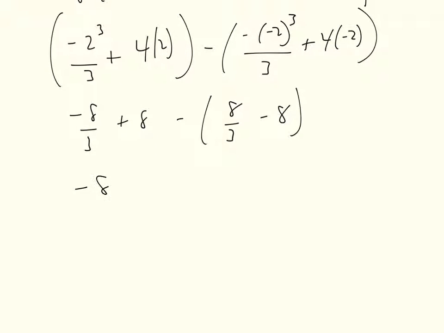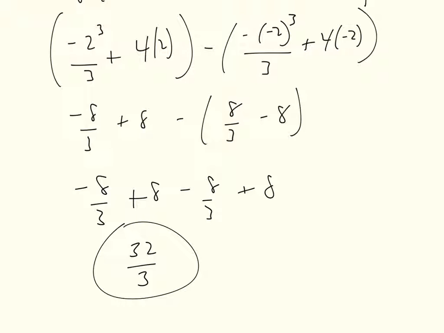So we're left with negative 8 thirds plus 8 minus 8 thirds plus 8. When you finish that work, you're left with 32 thirds as our final value.